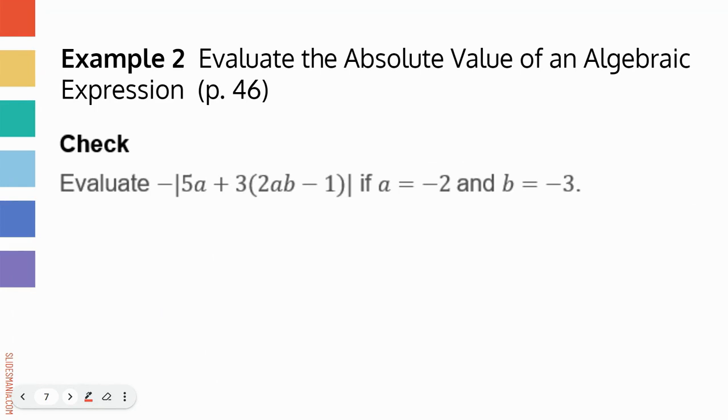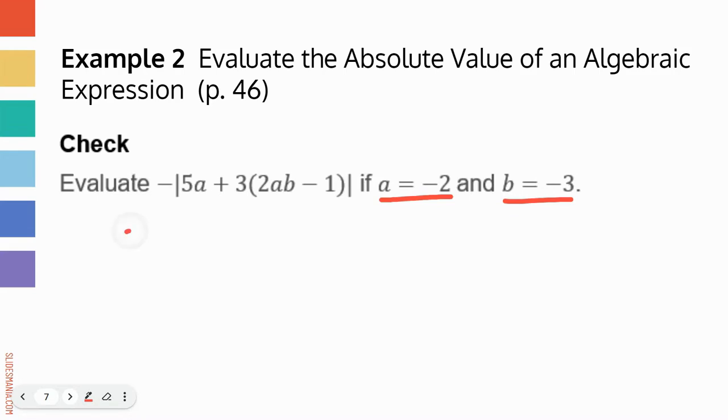Okay, example 2, we want to evaluate the absolute value of an algebraic expression. This is on page 46. This is the check. So we want to evaluate the negative or opposite absolute value of 5a plus 3 times the quantity 2ab minus 1. Now again, we're going to use a equals negative 2 and b equals negative 3, so that's what we will substitute in for those variables.